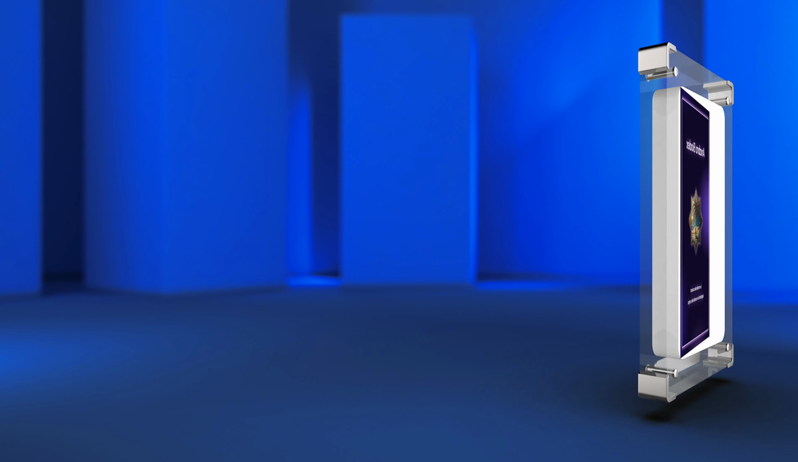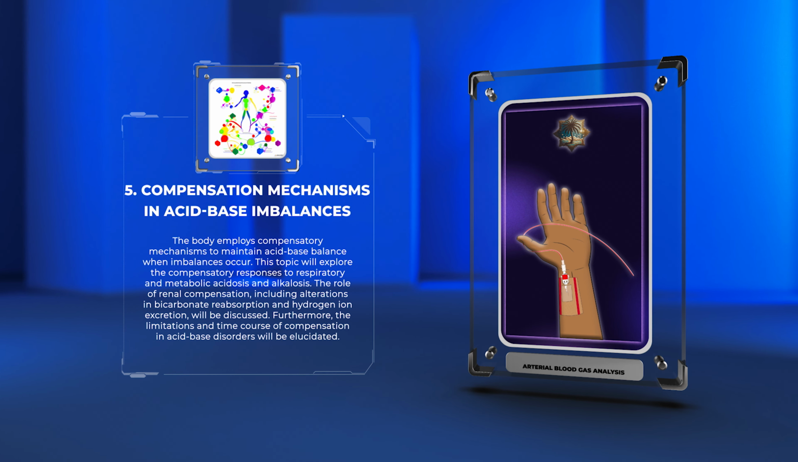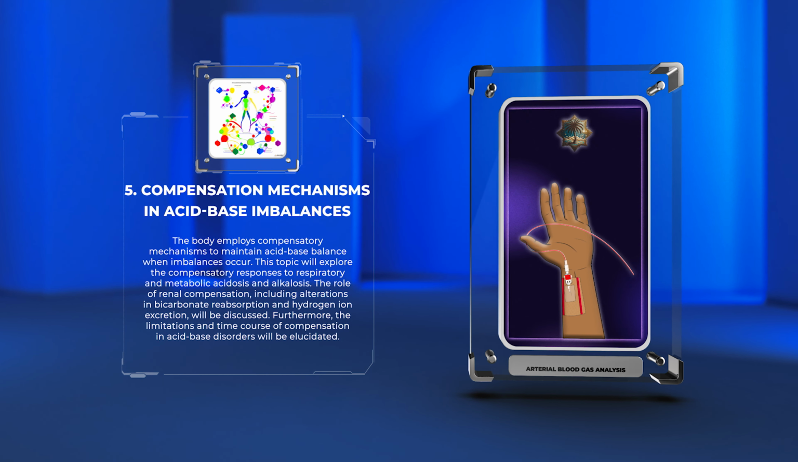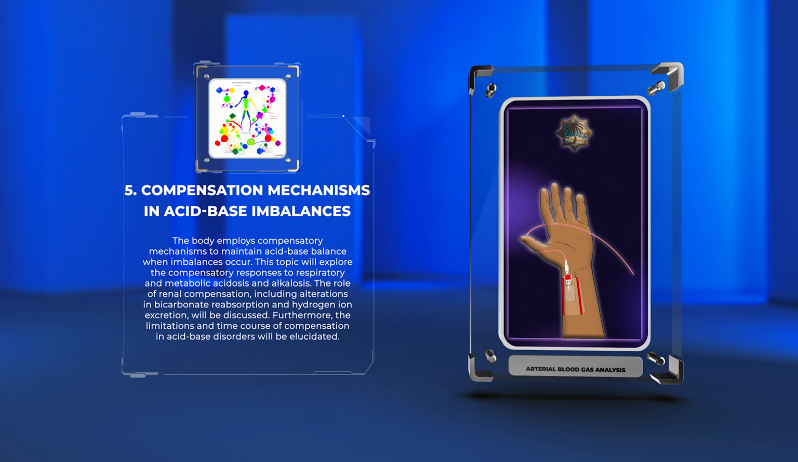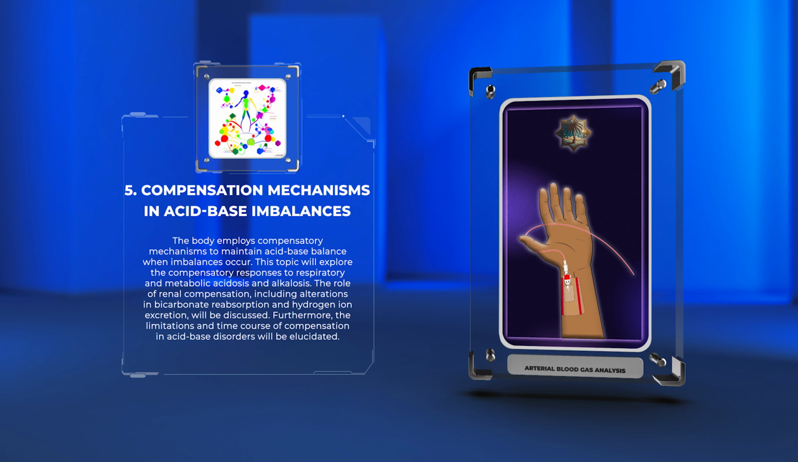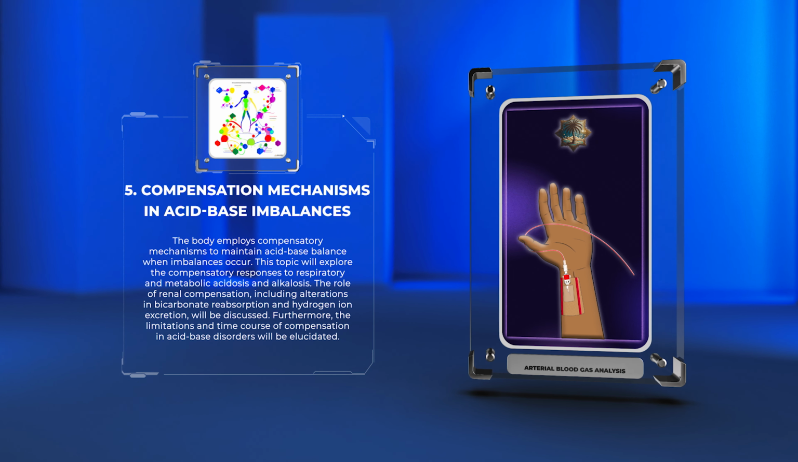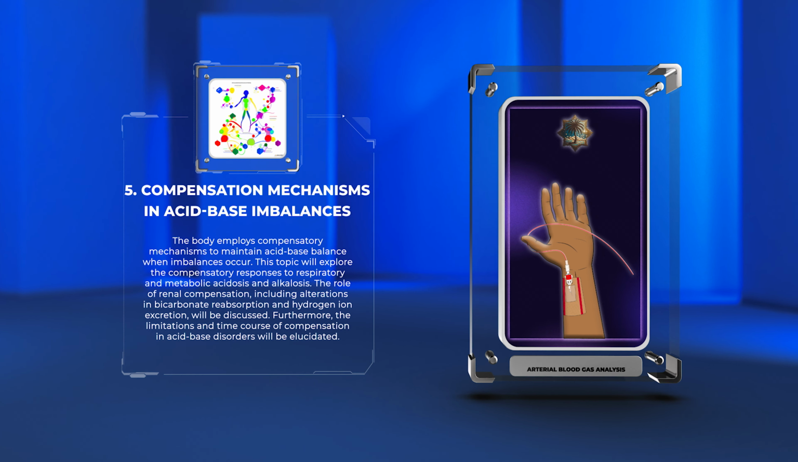The body employs compensatory mechanisms to maintain acid-base balance when imbalances occur. This topic will explore the compensatory responses to respiratory and metabolic acidosis and alkalosis. The role of renal compensation, including alterations in bicarbonate reabsorption and hydrogen ion excretion, will be discussed. Furthermore, the limitations and time course of compensation in acid-base disorders will be elucidated.